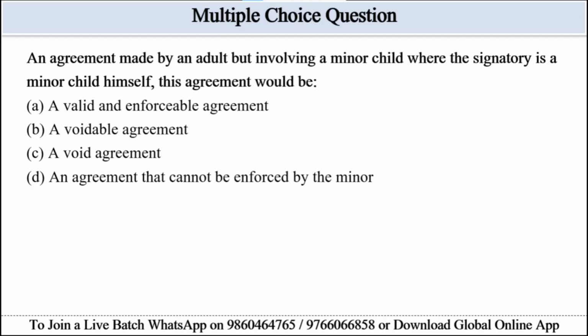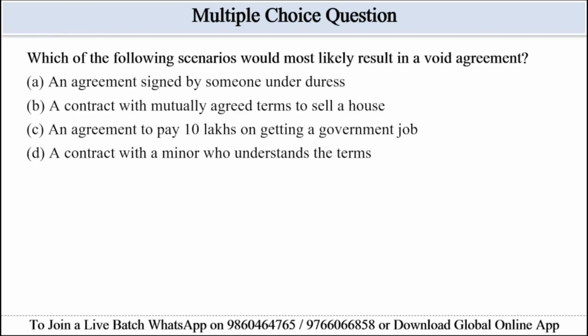Let's move to the next question. Which of the following scenarios would likely result in a void agreement? Options are given: A, an agreement signed by someone under duress. Option B, a contract with mutually agreed terms to sell a house. Option C, an agreement to pay 10 lakh on getting a government job. And option D, a contract with a minor who understands the terms.